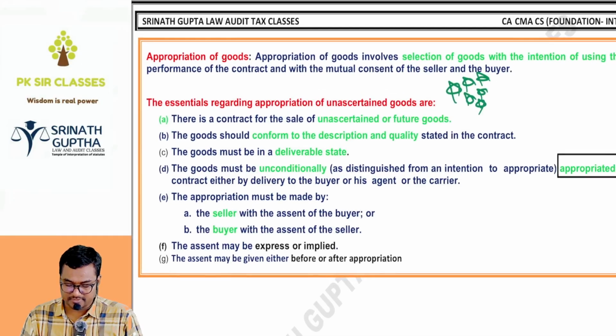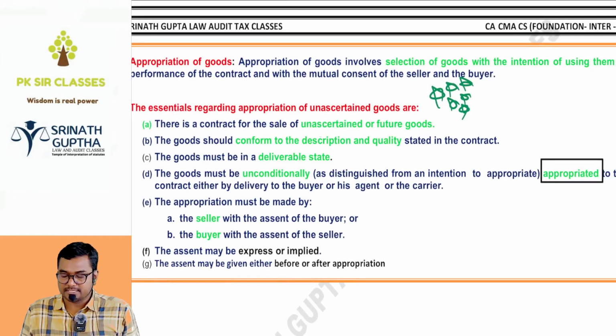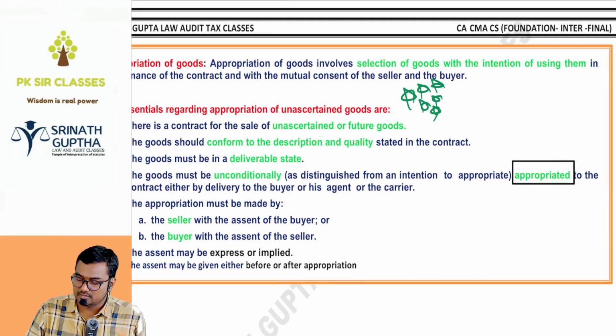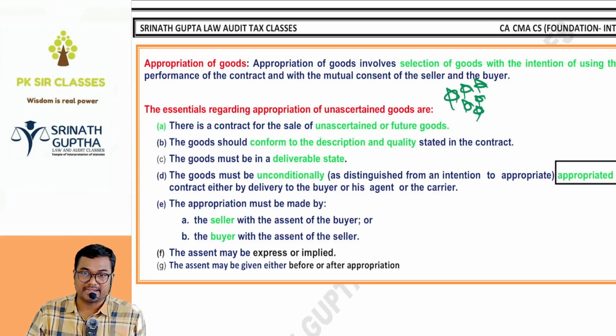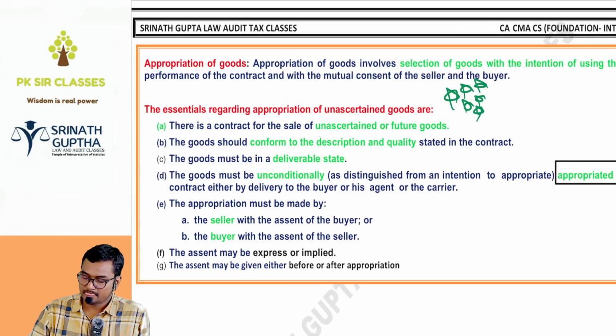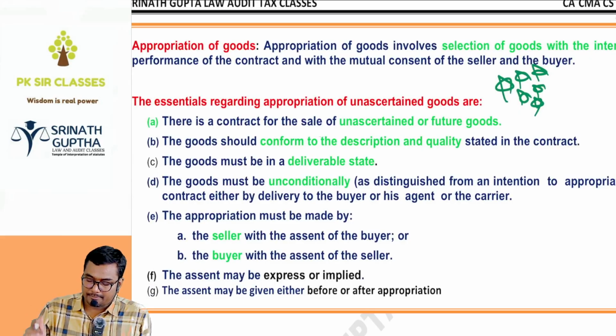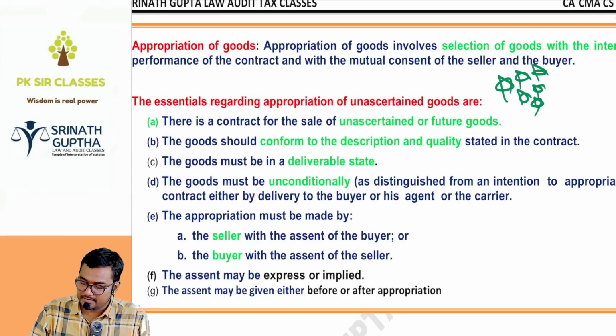And even this one is very important. Appropriation. Appropriation means selection of the goods with the intention of using the goods. In the exam, they will ask what is appropriation and the essentials of appropriation. So, appropriation means there must be unascertained goods.